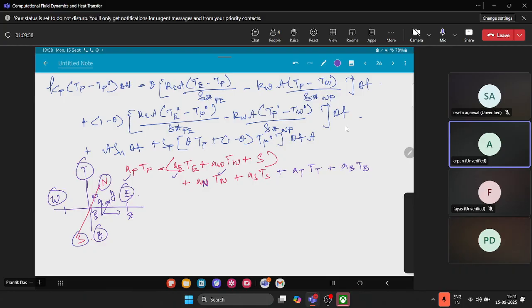Boundedness is when you have the temperature within the two boundaries. That is called boundedness. So this is called transportiveness. Scarborough criteria I will discuss. So this actually increases the diagonal dominance of your matrix.